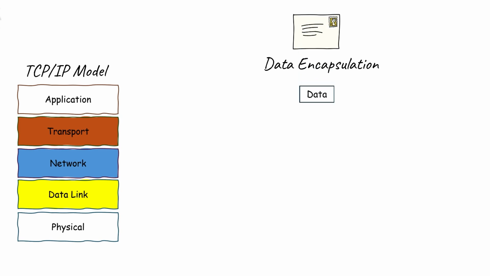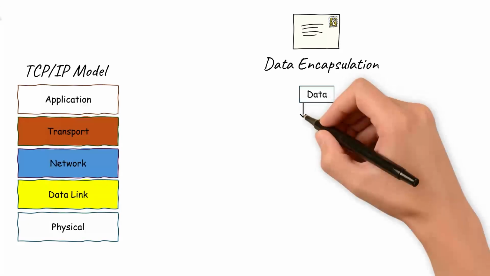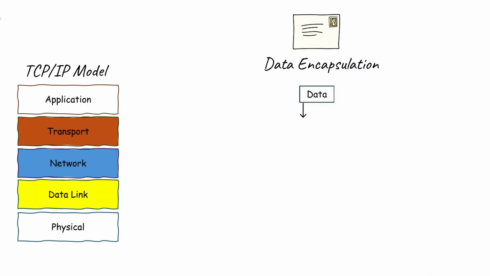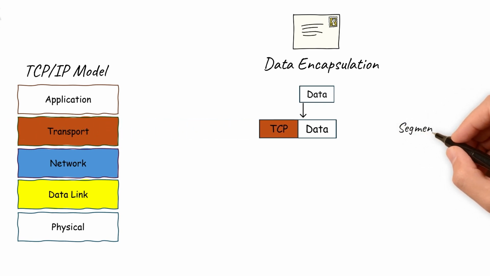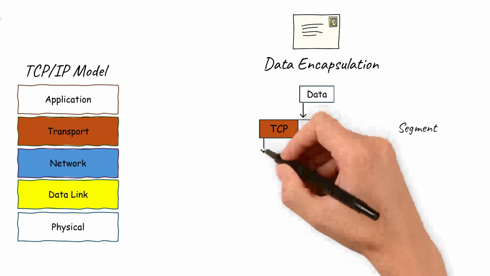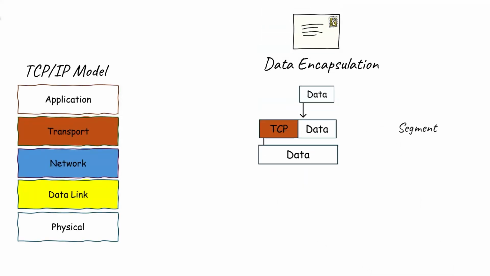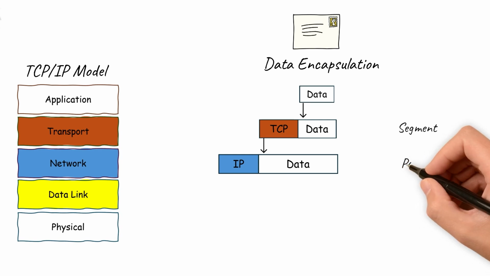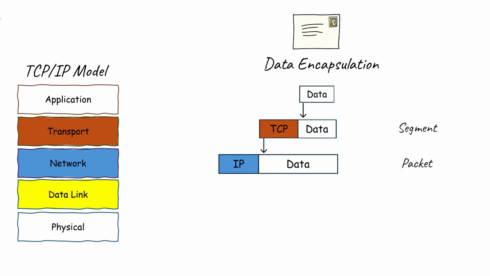At the application layer, we prepare the data and add some extra information, like an HTTP OK message, before sending it down to the next layer. At the transport layer, we add a TCP header to help with reliability. At this point, we call the data a segment. Then we move to the network layer, where we add source and destination IP addresses to the segment. This creates what we now call a packet.